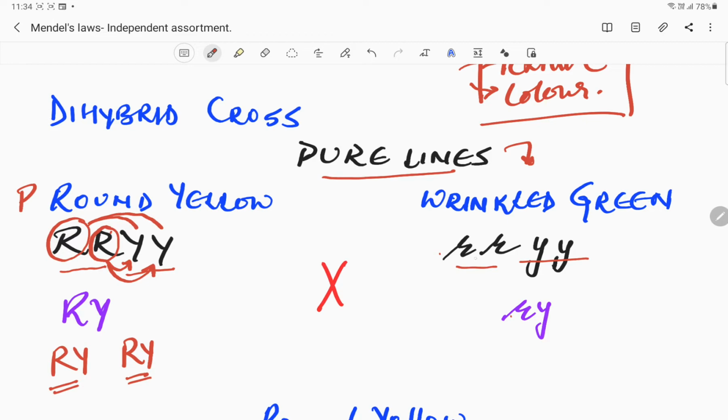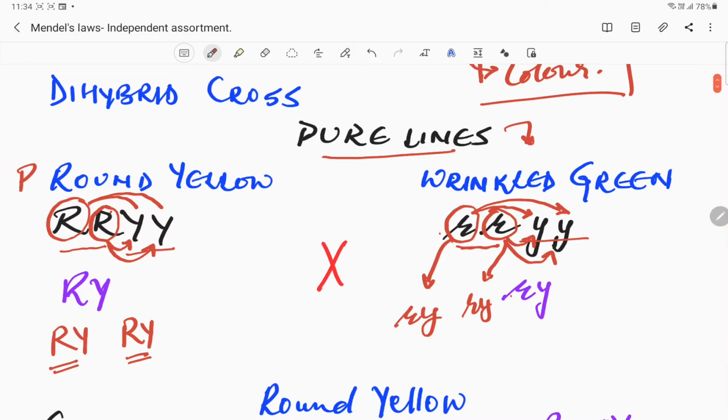Similarly, in the case of the wrinkled green plant, during the process of gametogenesis, what are the possible combinations available? So this r can combine with this y, or this r can combine with this y, and the possible outcome that we can have is small r, small y. Likewise, the second allelic partner of the allelic pair here, small r, can combine with either this y or it can combine with this y, and it can give rise to small r, small y. So we have got two possible combinations here also.